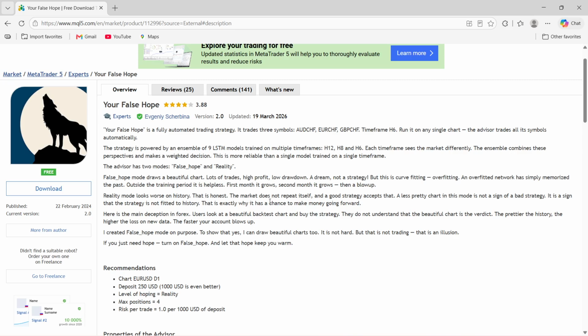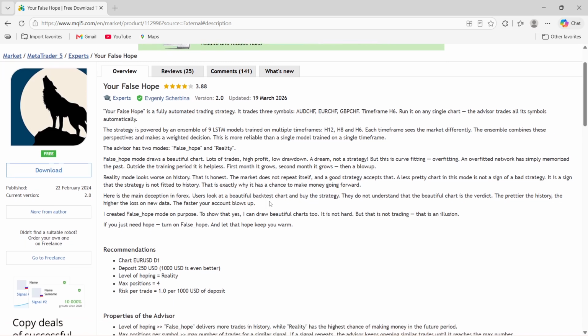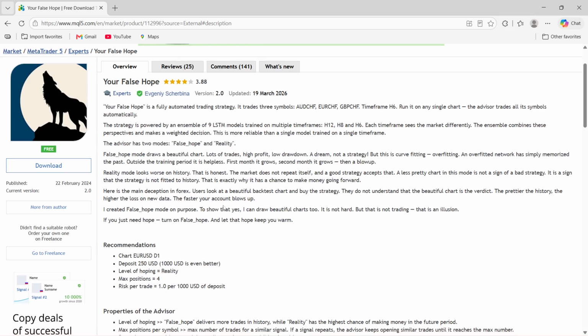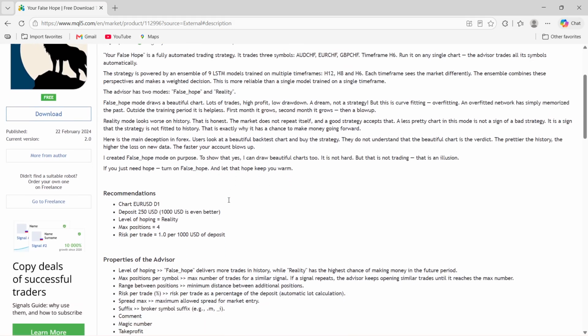He trains these models on multiple time frames, the H12, H8, and H6: the 12-hour time frame, the 8-hour time frame, and the 6-hour time frame. The idea is that each time frame sees the market differently, and then the ensemble combines these perspectives, weighing their outputs to reach a final decision on whether to buy, sell, or do nothing.